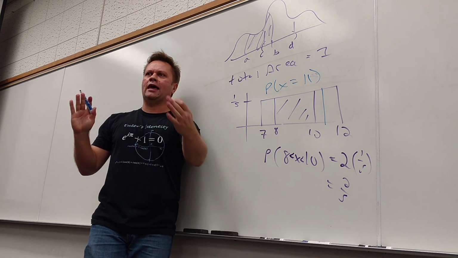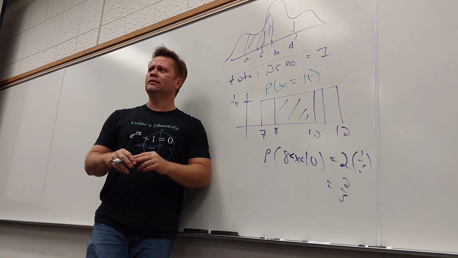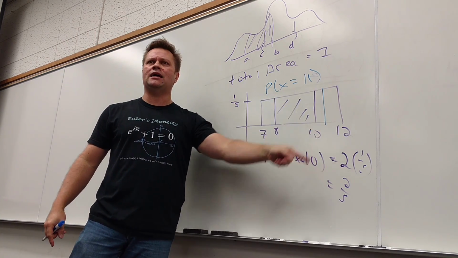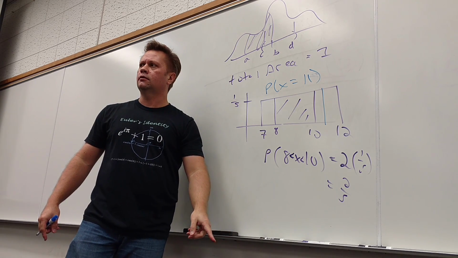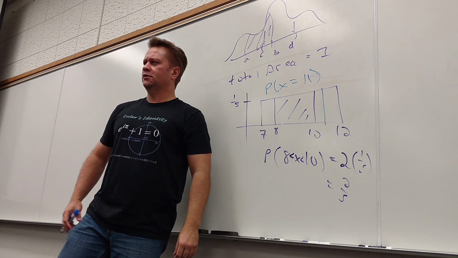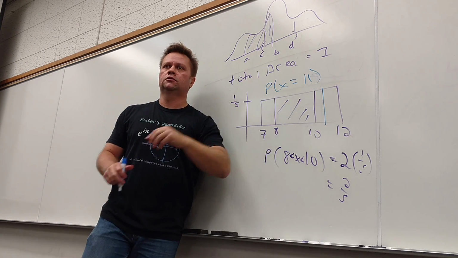How wide is that line I just drew? Is it 1 wide? That would be like 10 to 11. Wouldn't that be 1? How wide is a line? 0. 0 wide. So the probability of any equals is going to be 0.